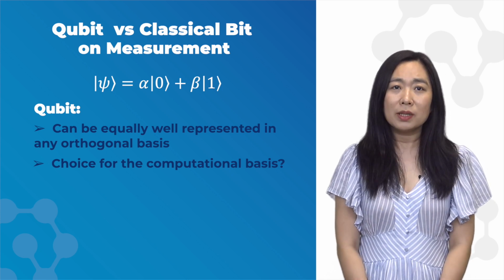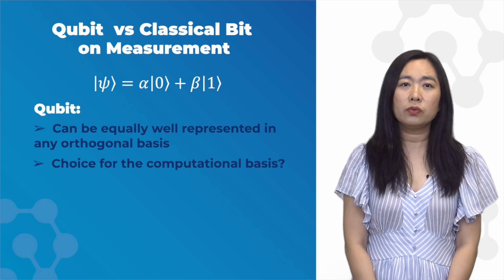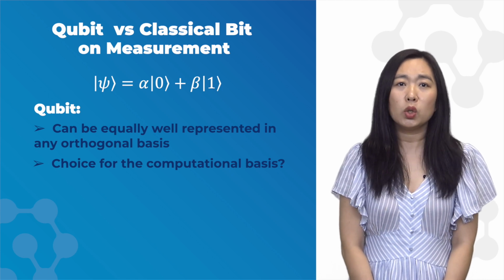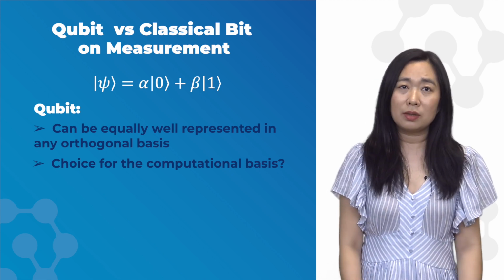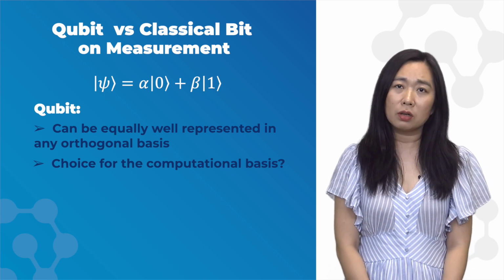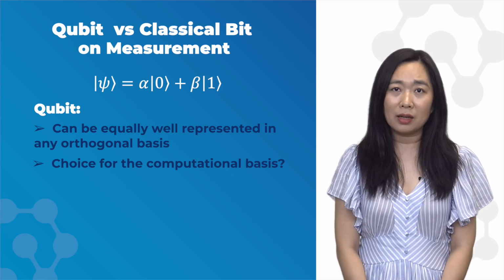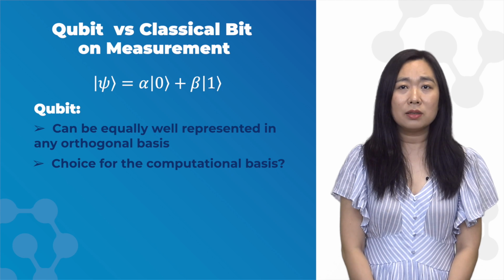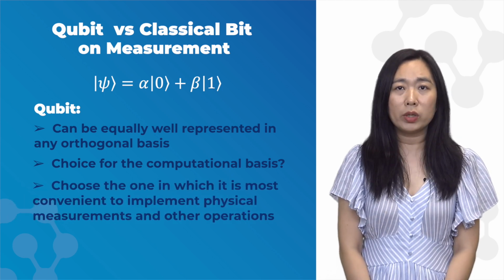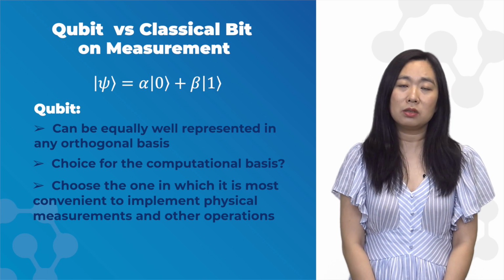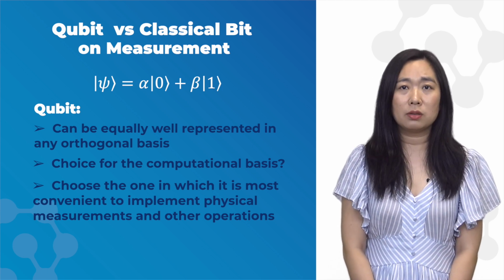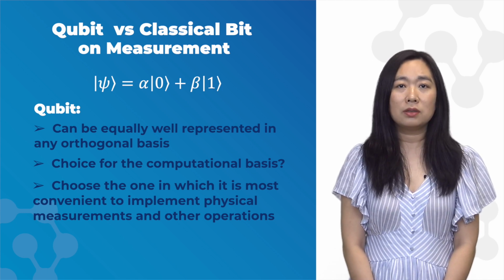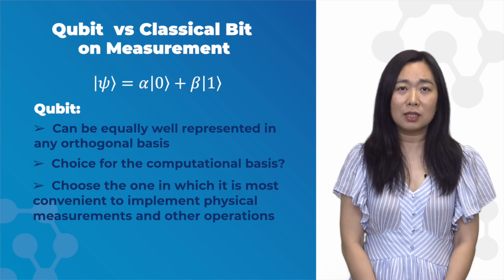Let's not forget that qubits are abstract representations of real quantum systems. There are many different physical systems that can be used to realize a qubit. For example, the polarization of a photon, the ground and excited state of an atom, the spin up and spin down state of a nucleus. The computational basis is often chosen to be the basis in which it is most convenient to implement physical measurements and other operations. We label them by state 0 and state 1. So, practicality is the main consideration here.